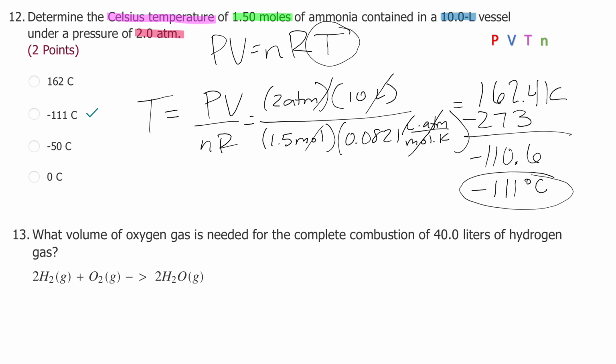Then number 13 says, what volume of oxygen gas is needed for the complete combustion of 40 liters of hydrogen gas? So it's basically saying that you are given a balanced chemical equation. If you have 40 liters of hydrogen, how much oxygen would you have? Now, since hydrogen has a coefficient of 2, it means it will have double the amount of oxygen. So if we have 40 liters of hydrogen gas, we will have 20 liters of oxygen gas.